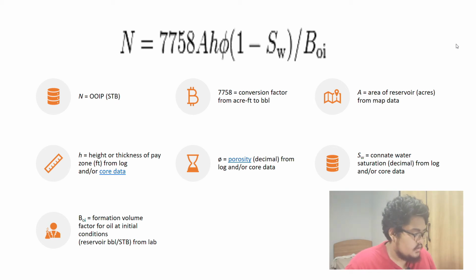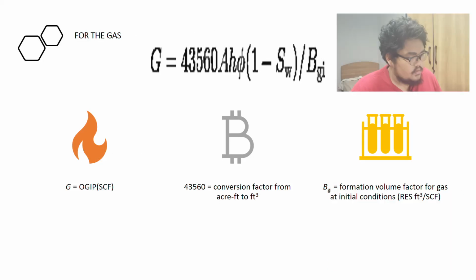And for calculating the gas, which is OGIP, the formula is 43560 times area times height or thickness times porosity times 1 minus the connate water saturation, over the formation volume factor for gas at initial conditions.